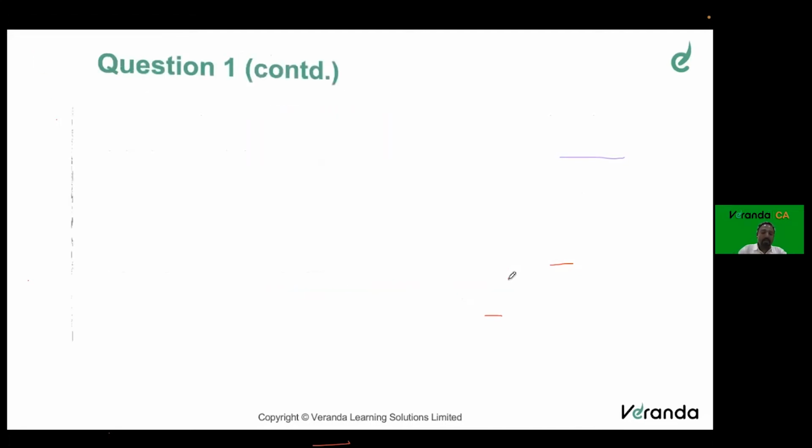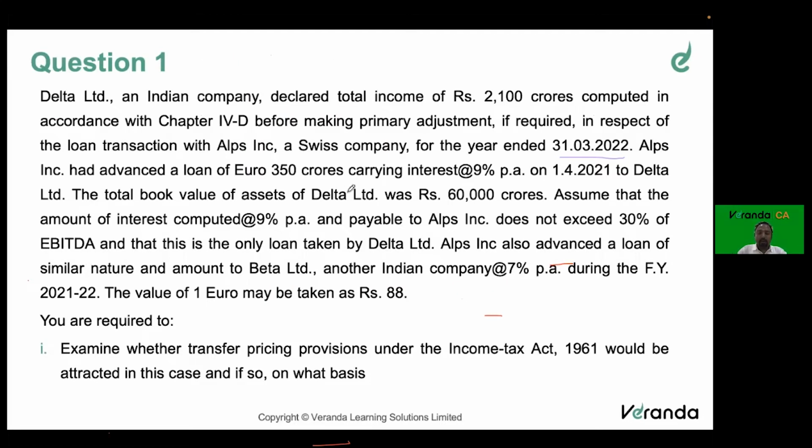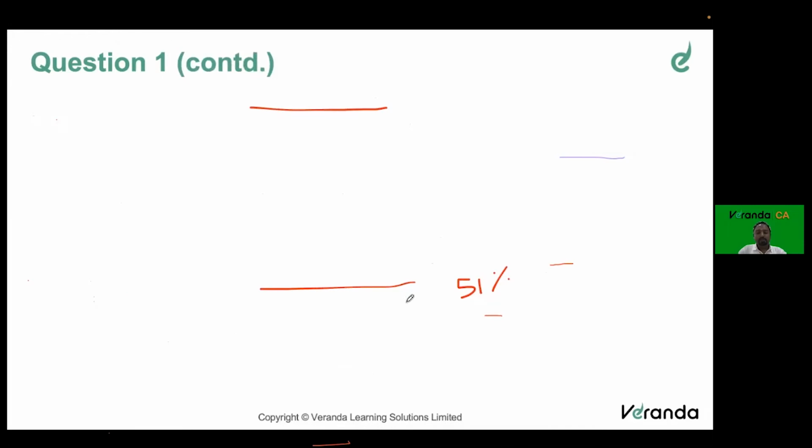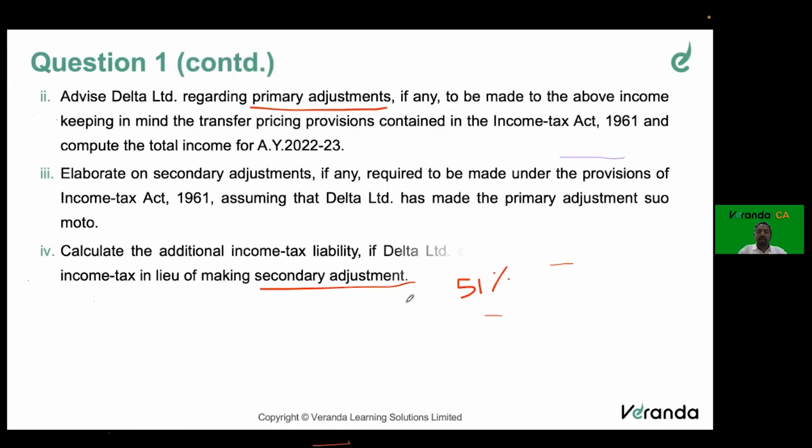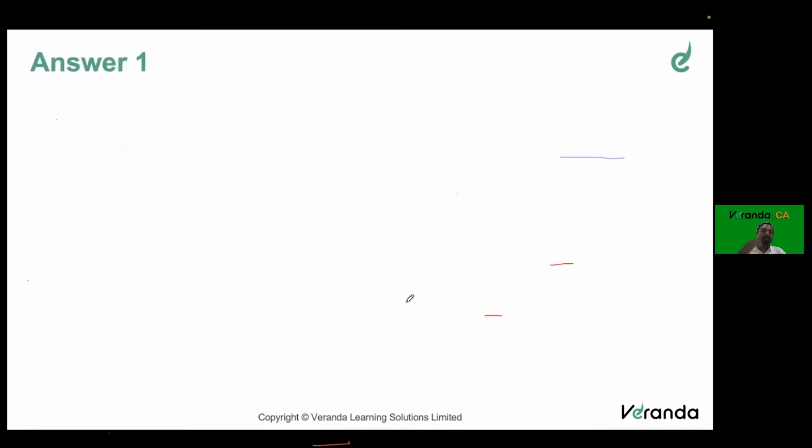So we'll go back to the question. The total loan amount is 350 crores in euro, whereas the book value of that particular entity is 60,000 crores. Now this 350 crores, we'll have to use the exchange rate of 88 and understand what the total loan amount involved is. If it is more than 51%, then it becomes an associated enterprise. So that's what we are going to discuss in the answer.